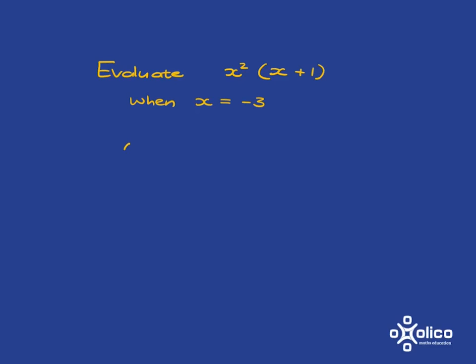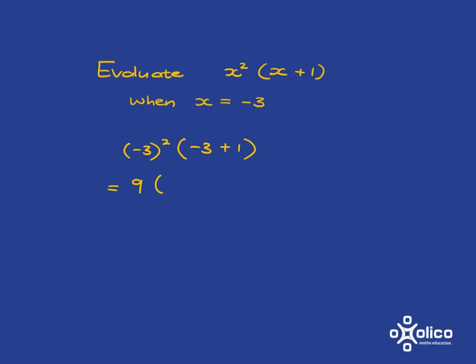Okay, so wherever you saw an x, you needed to put a minus 3. So remember, it's the whole of x that's squared, so it's the whole minus 3 that gets squared. And then you have minus 3 plus 1. Minus 3 squared is minus 3 times minus 3, which is 9.